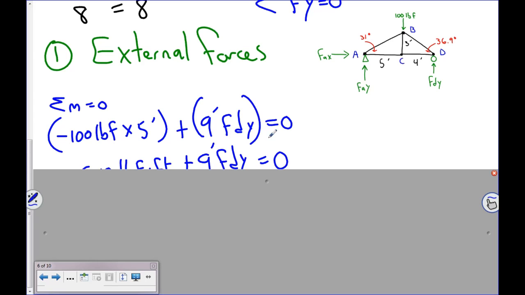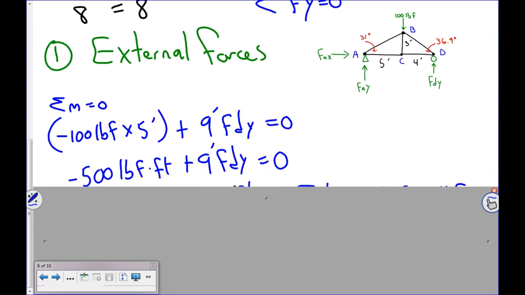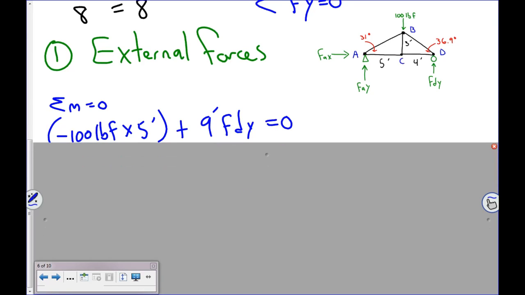Plus 9 FDY. I continue to walk across my bridge. I gotta say FDY, I don't know it. That's okay, that's what I'm going to end up solving for. And how far is it away from my pin? 9. Now go ahead and solve for it. I'll let you guys work on that. Solve for FDY, see what you get.